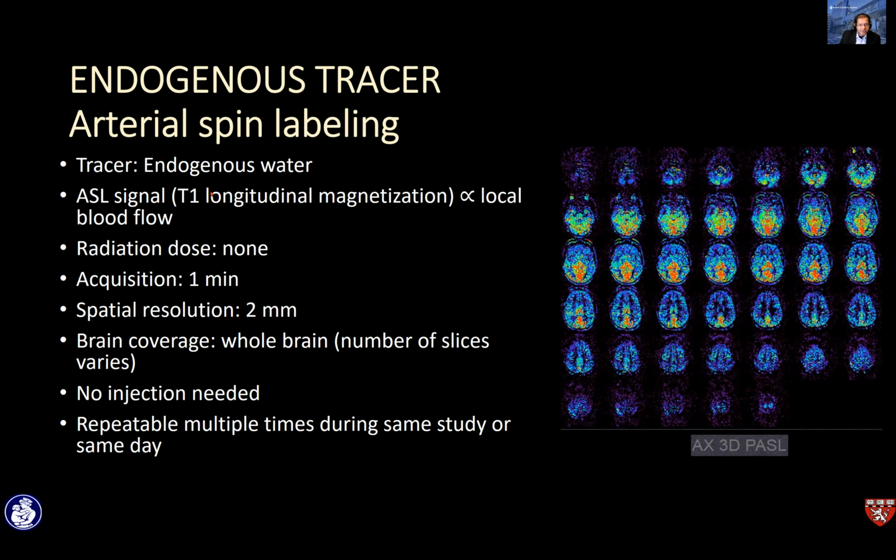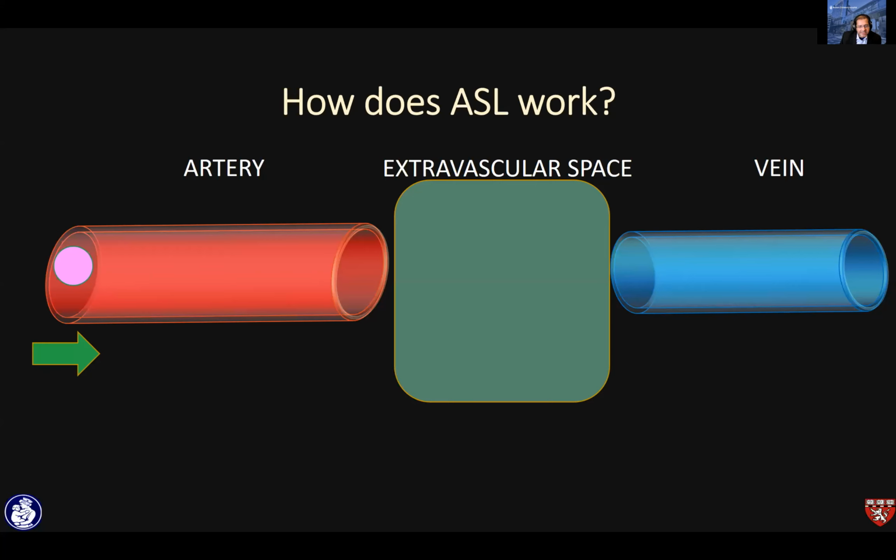The tracer here is endogenous water, and the ASL signal, which is the T1 longitudinal magnetization, is proportional to the local blood flow. There is no radiation in this technique. Acquisition is about a minute or 3 to 4 minutes, depending on the technique that we use. Spatial resolution is about 2 millimeters, and you can cover the entire brain during the acquisition, and you don't need any contrast injections or any IVs. And the nice thing is you can repeat this as many times as you want during the same study or on the same day even, without worrying about radiation or contrast like you would for DSC with MRI or dynamic perfusion with CT.